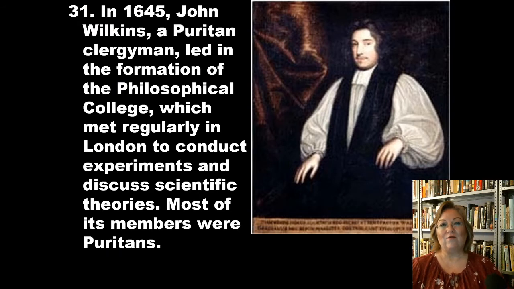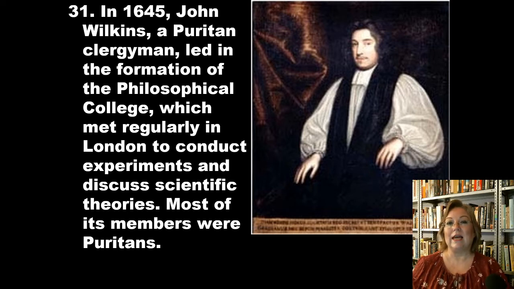In 1645, John Wilkins, a Puritan clergyman, led in the formation of the Philosophical College. That's a college of thought, which met regularly in London to conduct experiments and discuss scientific theories. And most of its members were Puritans. These were people who were looking at science from a God-centered point of view.